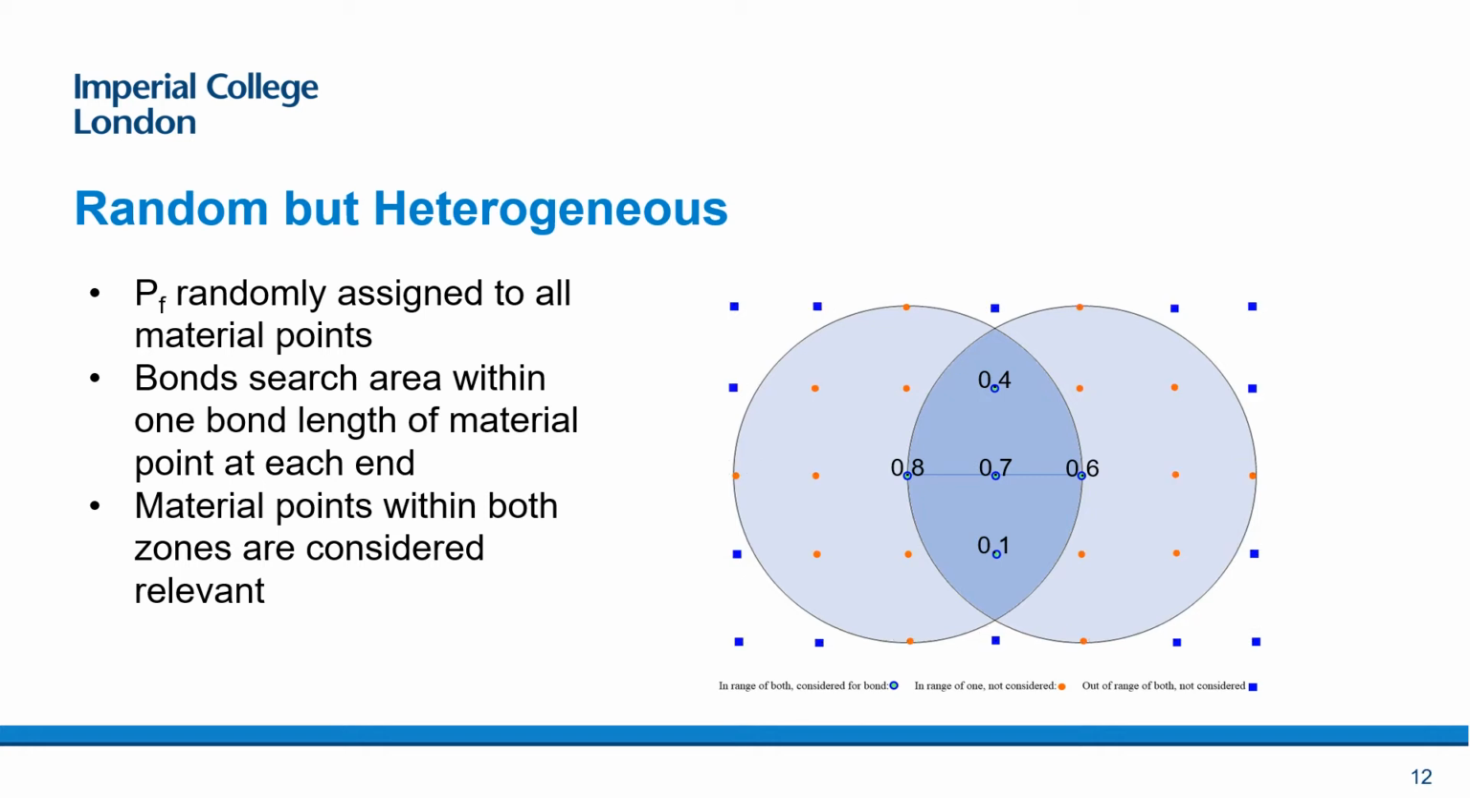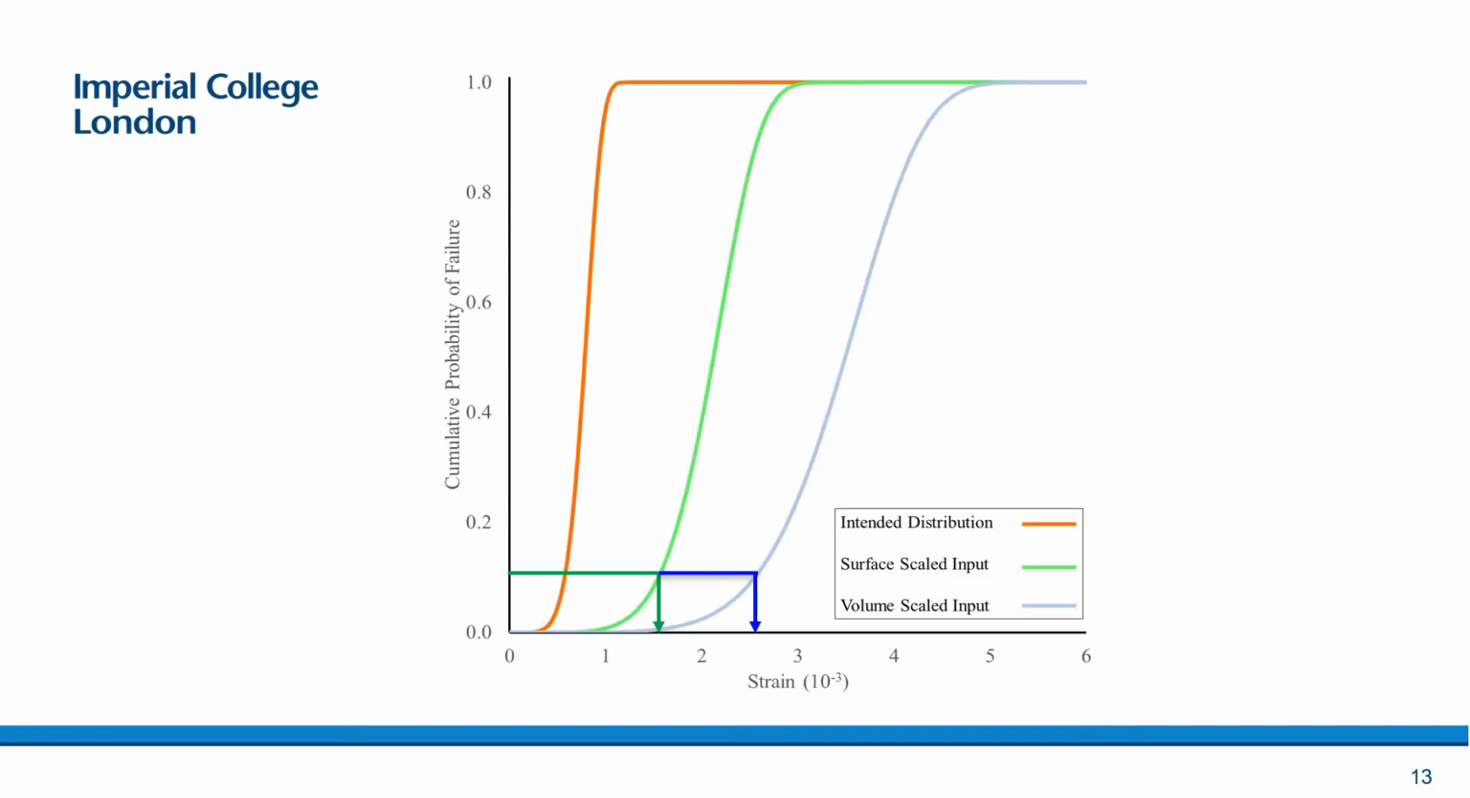So we're left with these 5 values, and we check which one of those is the most extreme, i.e. the one that's furthest from 0.5, and in this case that is the 0.1 value. We sub that value in as our probability of failure, and depending on our distribution and our scaling method, we've now got a strain which we can use as the fracture criterion for the bond.